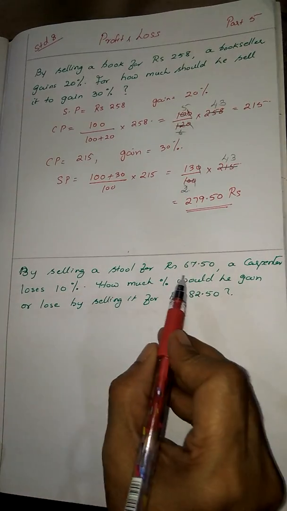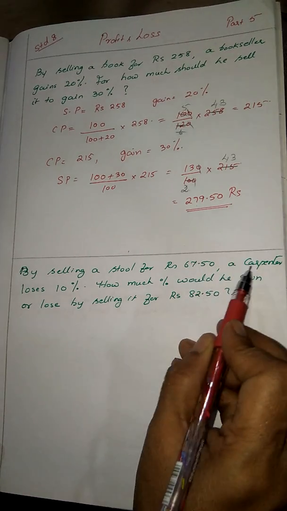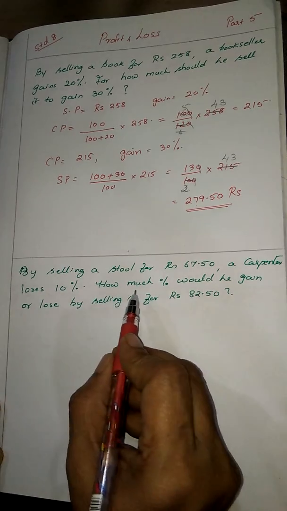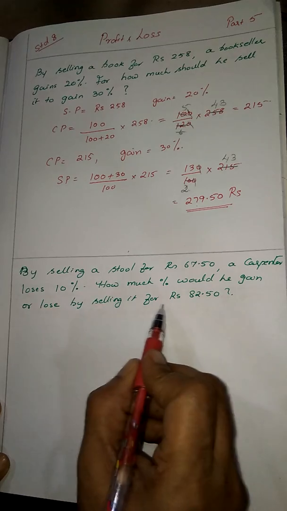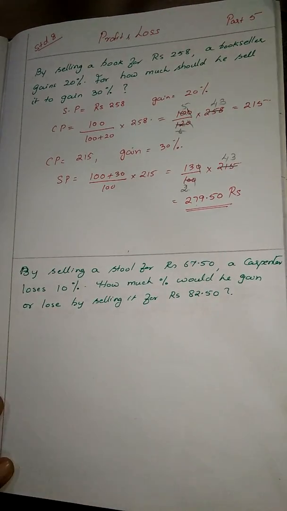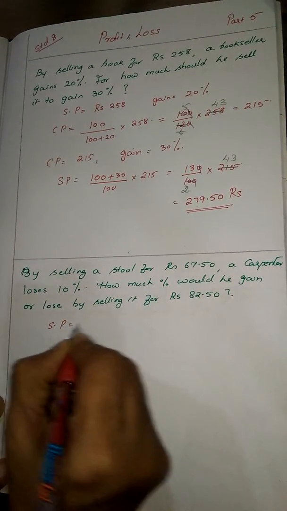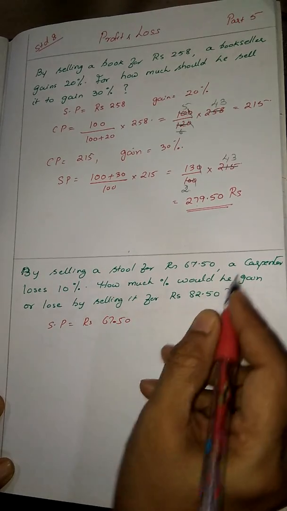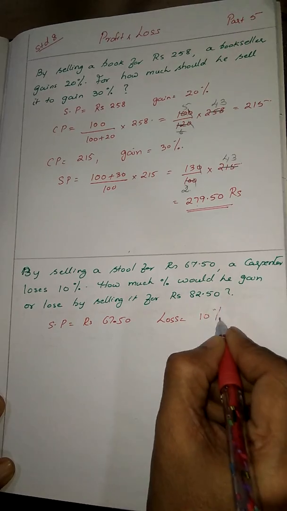By selling a stool for rupees 67.50, 67 rupees 50 paise, a carpenter loses 10%. How much percentage would he gain or lose by selling it for rupees 82.50? So here the selling price is equal to rupees 67.5, loss is equal to 10%.